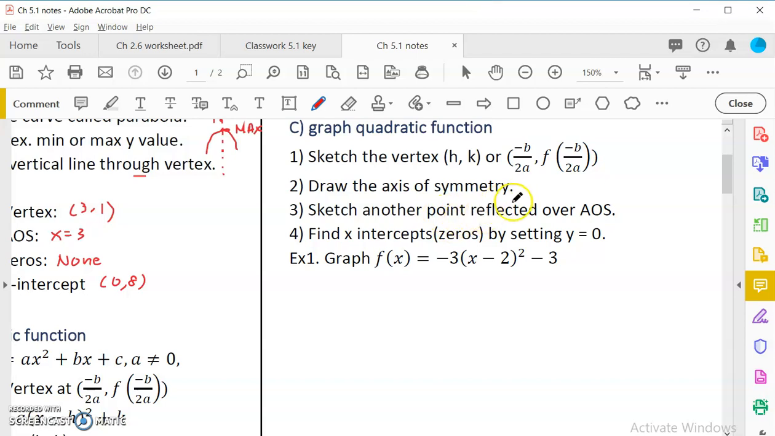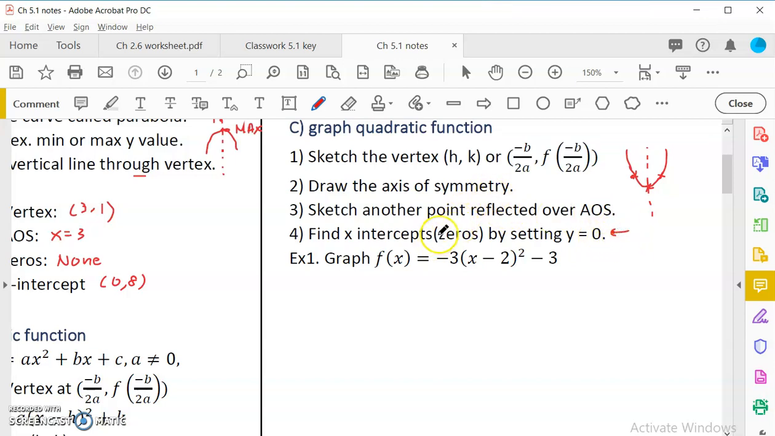This other point could be the y-intercept, or any point that you want to calculate next to the vertex, and then you have the third point by flipping over the axis of symmetry. That means, say for example, I have this point and the axis of symmetry, and then you find another point and flip it, and then you can graph, right? If you have an x-intercept, you also find it by setting y equal to 0. Now, to solve for the x-intercept, you use either factoring or the quadratic formula.